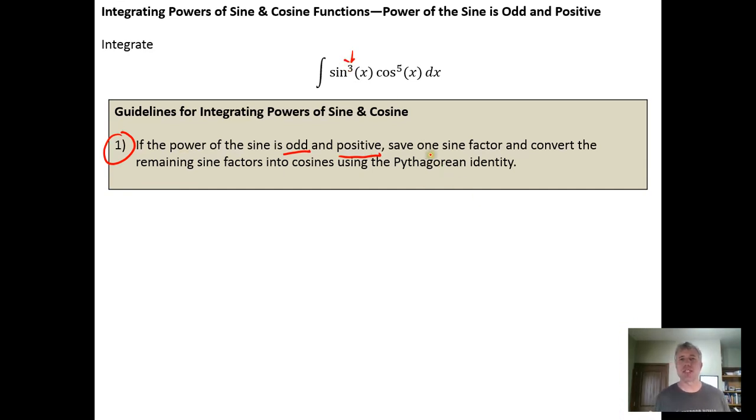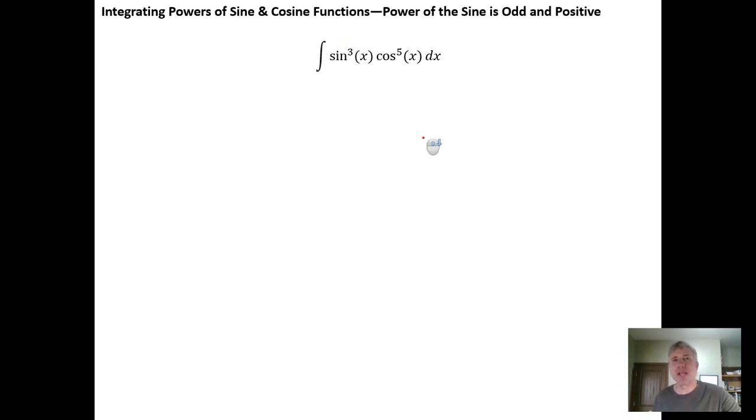And the idea is we save one sine factor, and then we convert the remaining sine factors into cosines and use the Pythagorean identity. The key idea really is we're setting ourselves up for a u substitution scenario. I'm going to advance the slide. So same integral, but this way I have more space. So we start with the integral that we're working on.